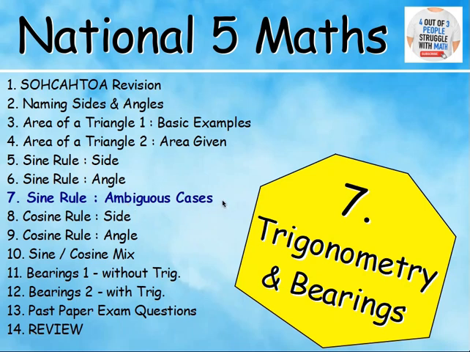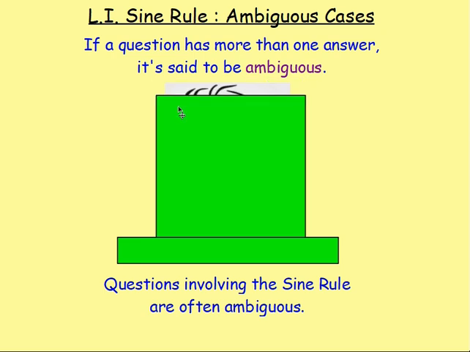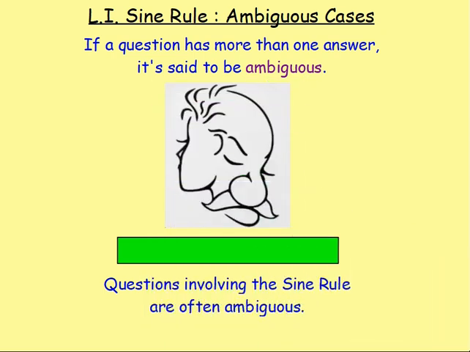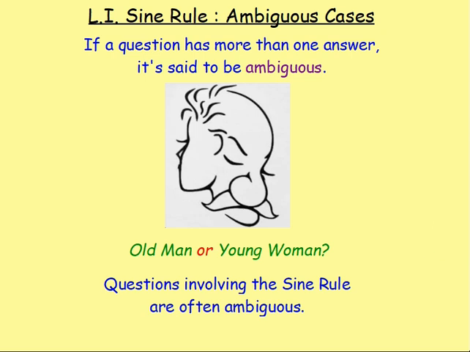Ooh, Nick, what is your question? What does ambiguous mean? Good question, Nick. Well, if a question has more than one correct answer, it is said to be ambiguous. For example, if I gave you this picture here, do you see in this picture Mr. Smith or do you see Mrs. Smith? Is it an old man or is it a young woman? Well, both are correct within this.